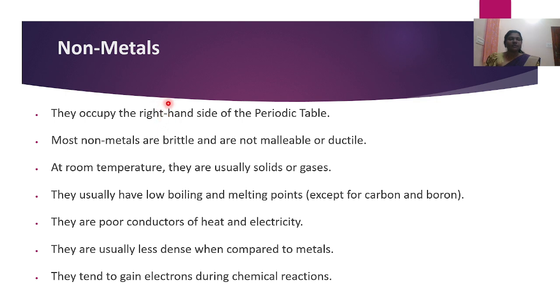Non-metals. Let us see the properties of non-metals. They occupy the right-hand side of the periodic table. Most non-metals are brittle and are not malleable or ductile. At room temperature, they are usually solids or gases. Usually, the non-metals have properties just opposite to the metals. They usually have low boiling and melting points, except for carbon and boron. They are poor conductors of heat and electricity. They are usually less dense when compared to metals. They tend to gain electrons during chemical reactions.